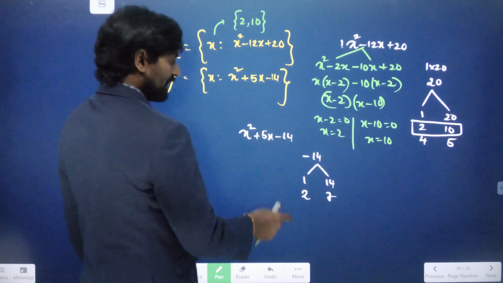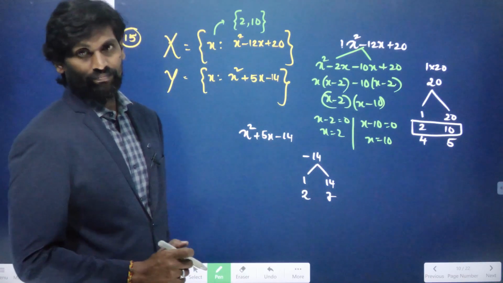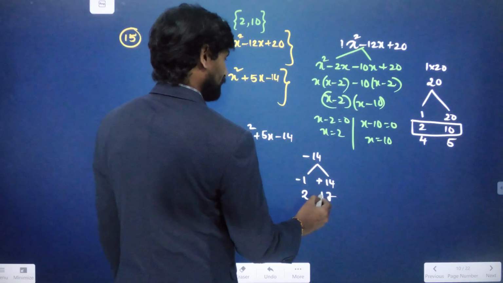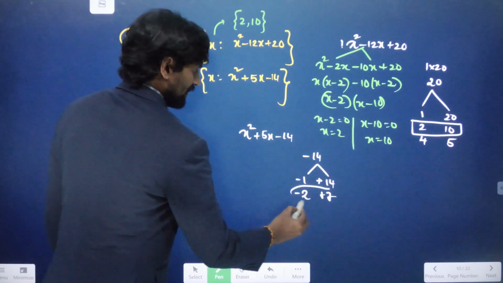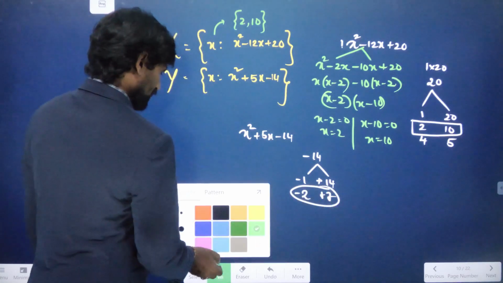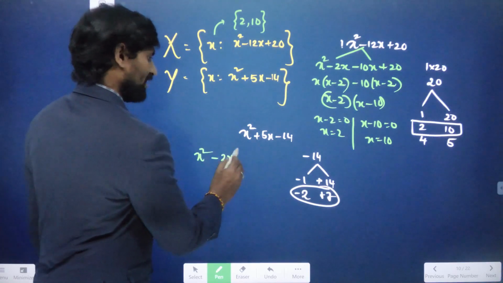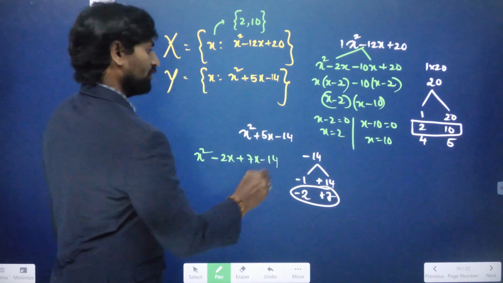But here minus should come, which means for both of them we should take alternate, opposite symbols. So here, bigger one plus, smaller one minus. Now check: 7 minus 2 is 5. So the second one is exactly suitable. So let us try to split it here. X square, this 5x we are going to write as minus 2x plus 7x minus 14.